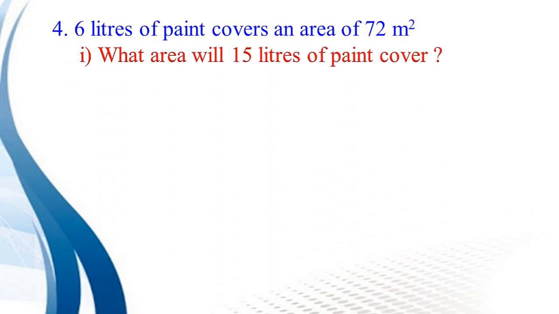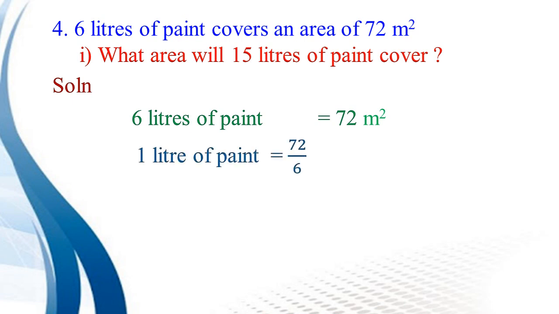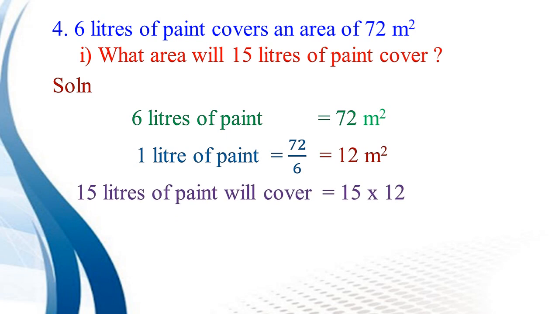This fourth one, 6 liters of paint covers an area of 72 meters square. What area will 15 liters of paint cover? 6 liters of paint covers 72 meters squared, and 1 liter of paint equal to 72 divided by 6. When you divide, you will get 12 meters squared. Now we want to find what 15 liters of paint will cover, that is 15 multiplied with 12 will get 180 meters squared.